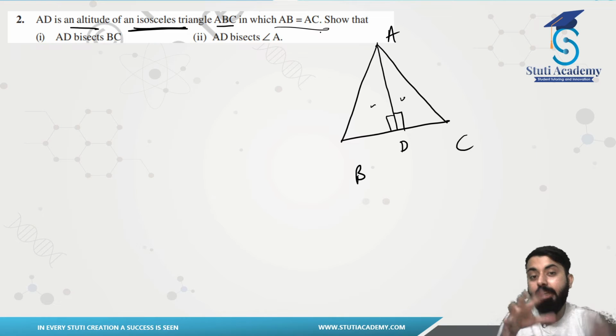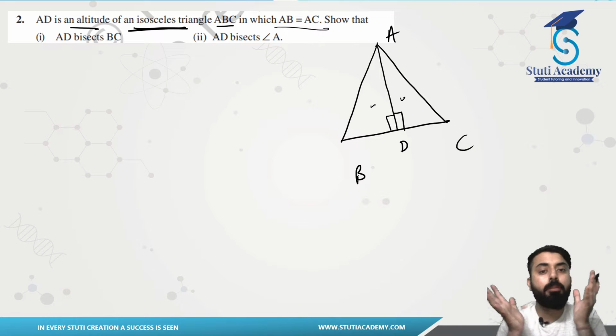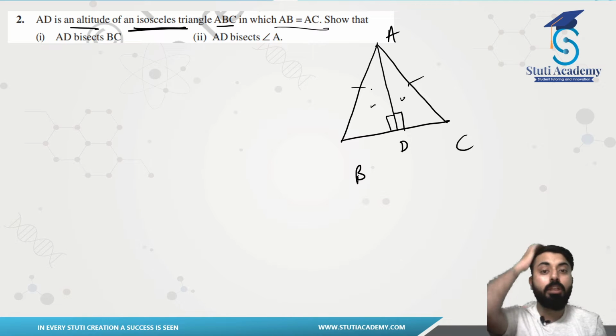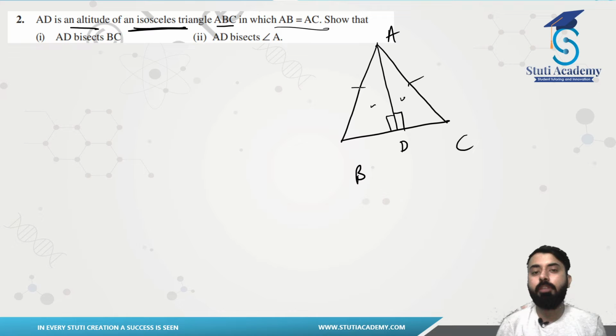Now, if they had asked you what is the property of an isosceles triangle, how would you describe it? Pretty straightforward. You would say that a pair of corresponding sides are equal, or adjacent sides are equal. So either AB will be equal to AC, or AB will be equal to BC, or AC will be equal to BC. But at a given time, only two sides will be equal. Here they have given that AB is equal to AC, so these two sides are equal.